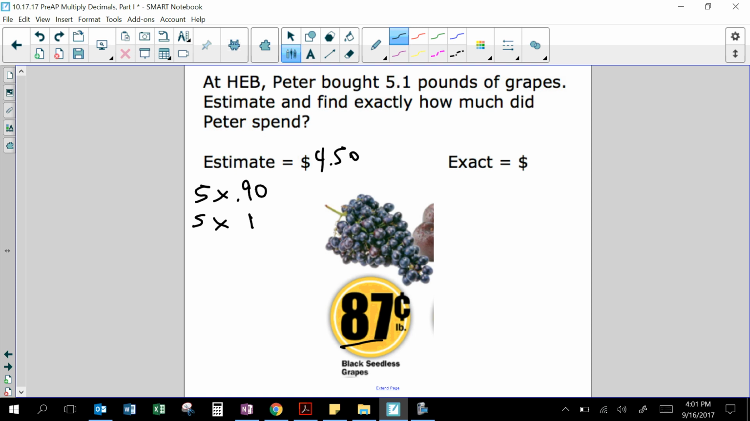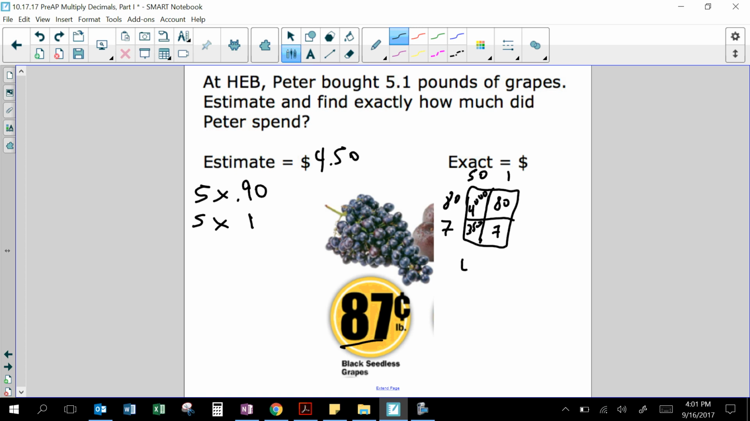Good estimate. So how would you like to use partial product? If you prefer partial product, 5 and 1/10, that's made up of 50 and 1. 87 is made up of 80 and 7. So let's do partial product. 8 times 5 is 4,000. 80 times 1 is 80. 50 times 7 is 350. 7 times 1 is 7.